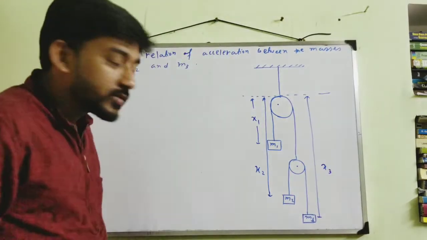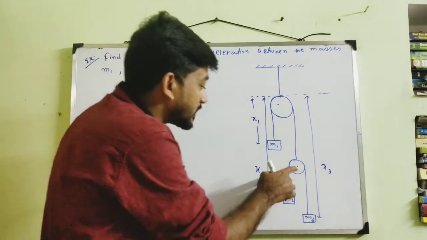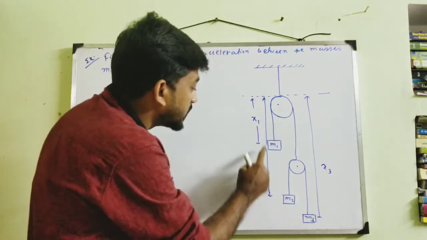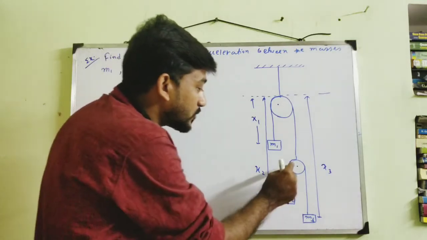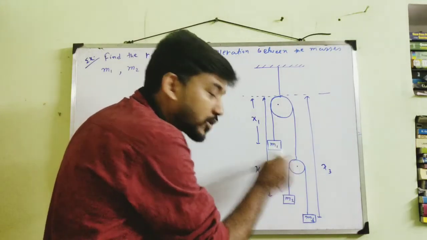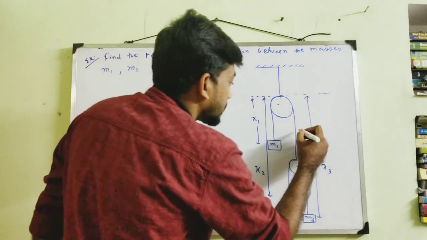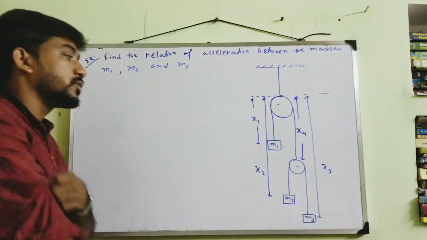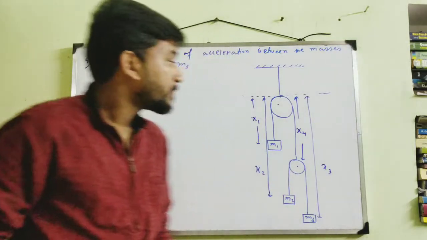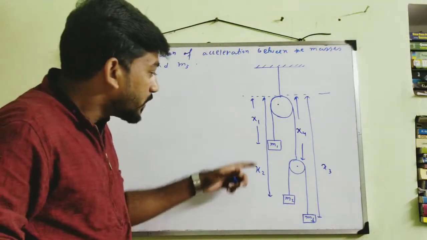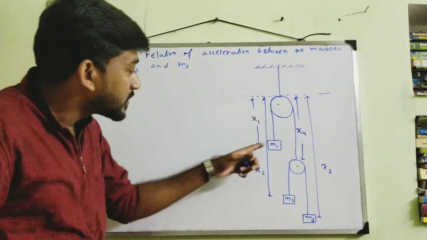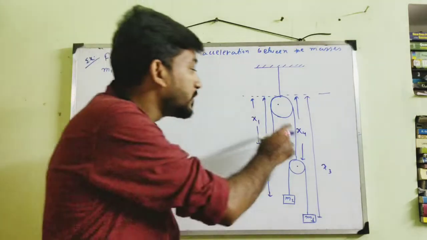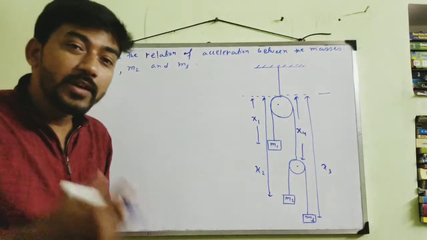Now I have to think about one more thing: this pulley is also moving downwards when this mass is moving upwards. So we have to locate this pulley also. Let this be x4, so the position of this pulley is x4. Now we have to find the relation between m1, m2 and m3, but in the expression of the constraint equation there will be x4 also, so we have to eliminate this x4.